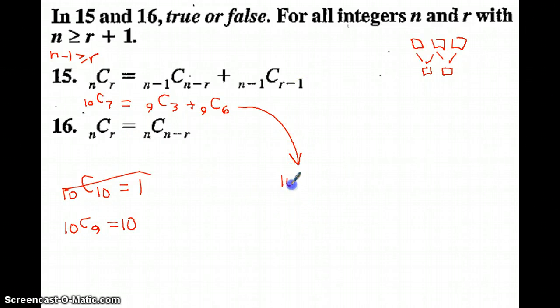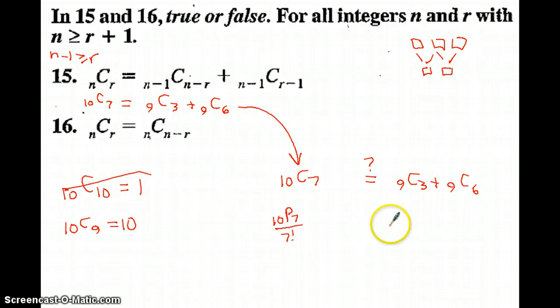10C7, let me just rewrite the whole thing here. 10C7, I'm asking really, is that equal to 9C3 plus 9C6? Well, what is 10C7? That's 10P7 divided by 7 factorial. And this is 9P3 divided by 3 factorial plus 9P.